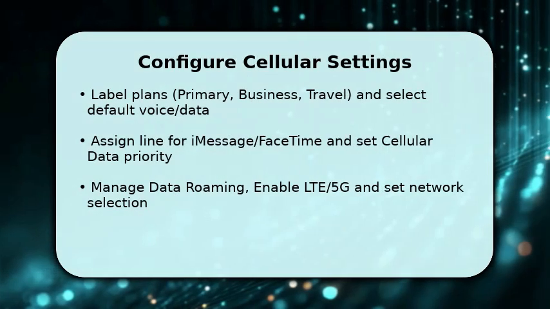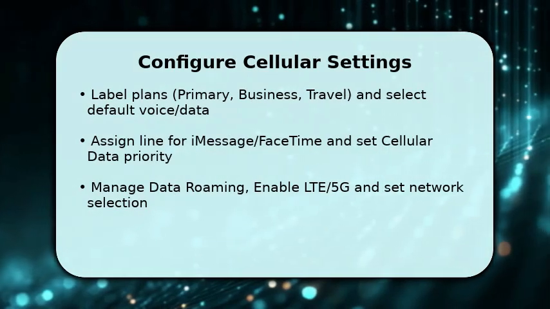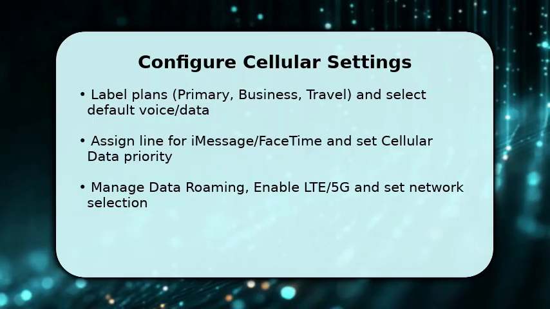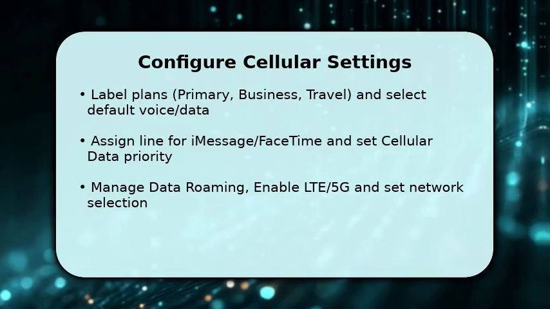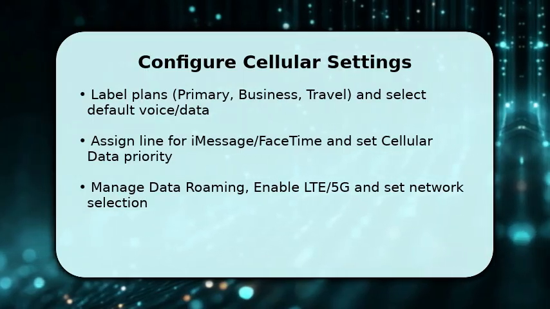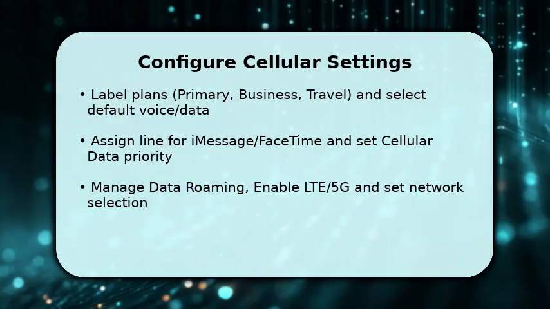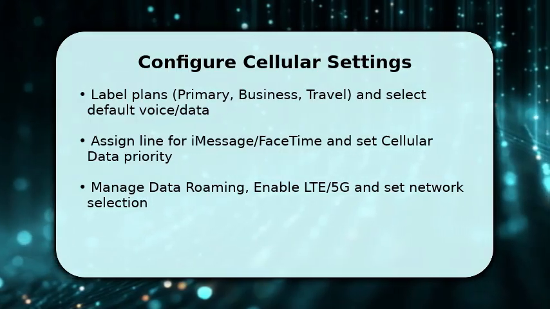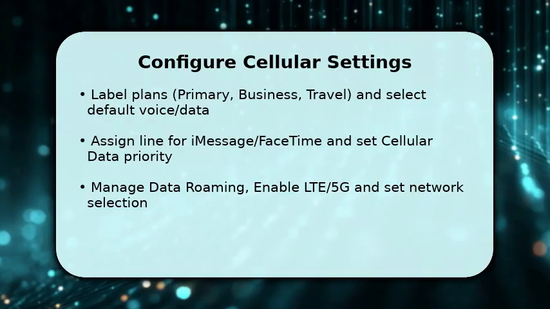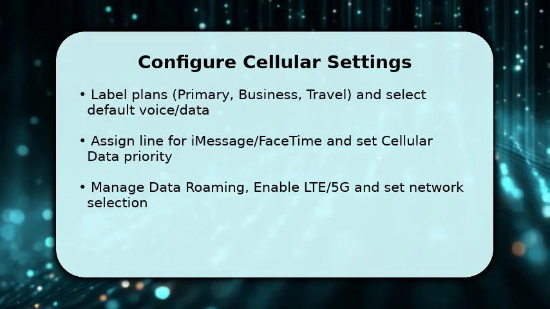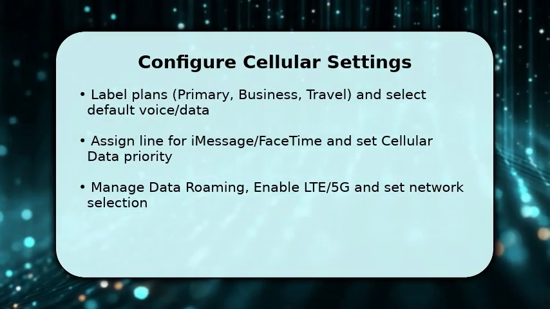Once the eSIM is imported, you need to configure how it works alongside any physical SIM. First, label each plan clearly so you can tell them apart in settings. Choose which line is your default for voice and which provides cellular data. Next, assign a line for iMessage and FaceTime so messages use the right identity.